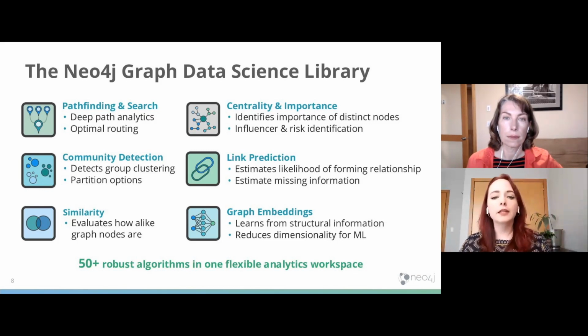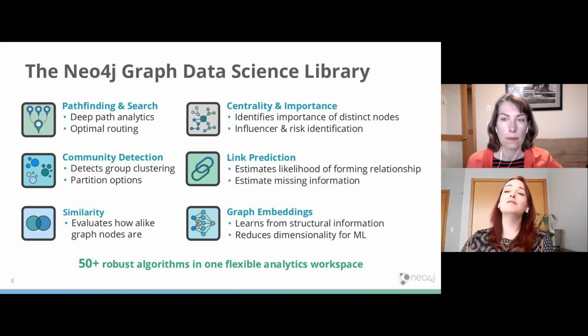We have the centrality and importance algorithms that let you say, given a node, how important is it? And you see that a lot when you're looking at folks doing influencer or risk identification, who's most important, or search optimization. PageRank is kind of the first graph algorithm that comes to mind. It's a centrality algorithm. It was invented to help you sort through web pages.